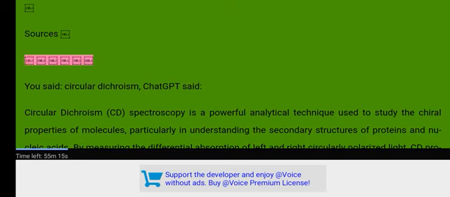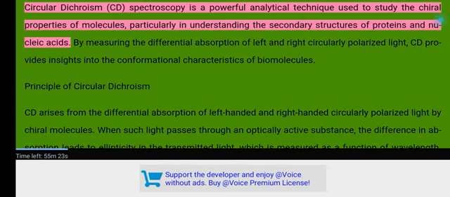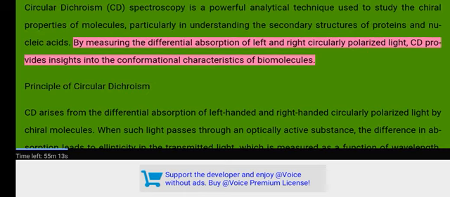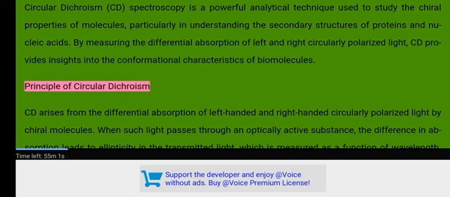Sources. Circular dichroism. Circular dichroism (CD) spectroscopy is a powerful analytical technique used to study the chiral properties of molecules, particularly in understanding the secondary structures of proteins and nucleic acids. By measuring the differential absorption of left and right circularly polarized light, CD provides insights into the conformational characteristics of biomolecules.